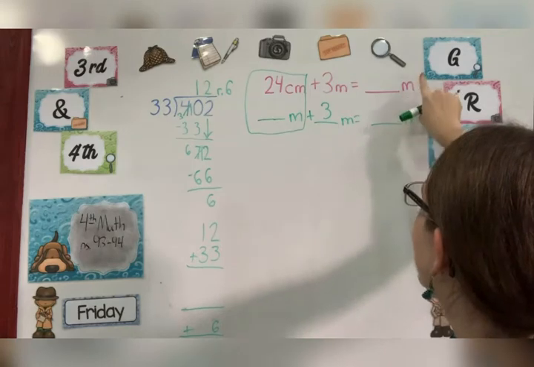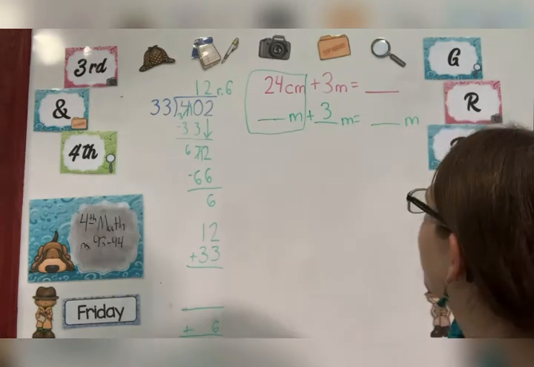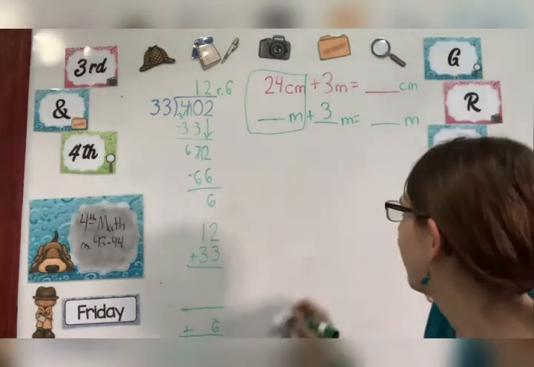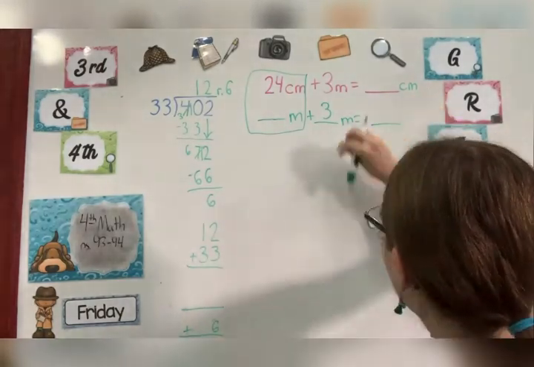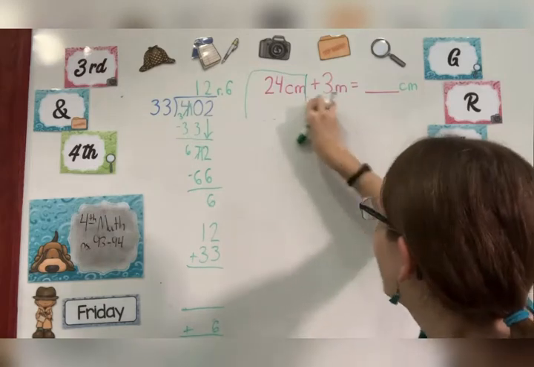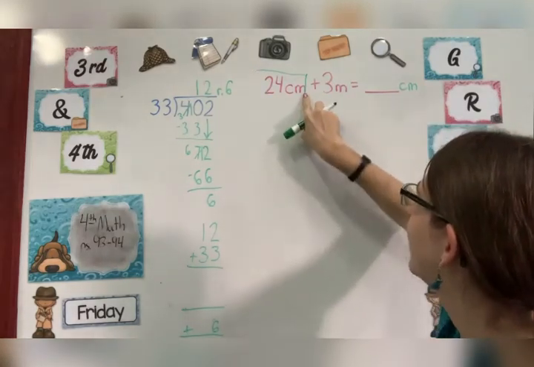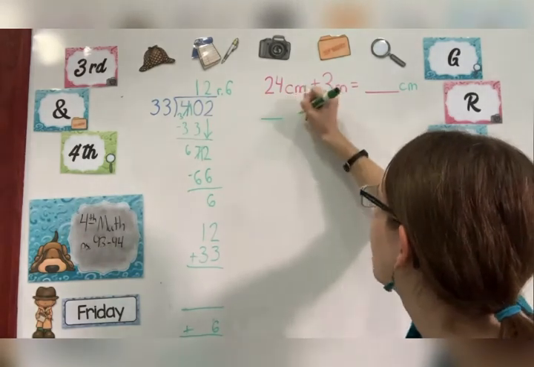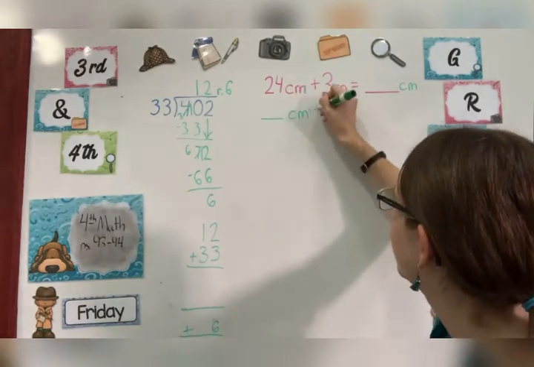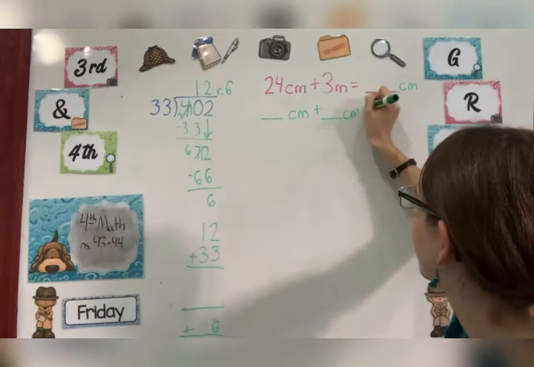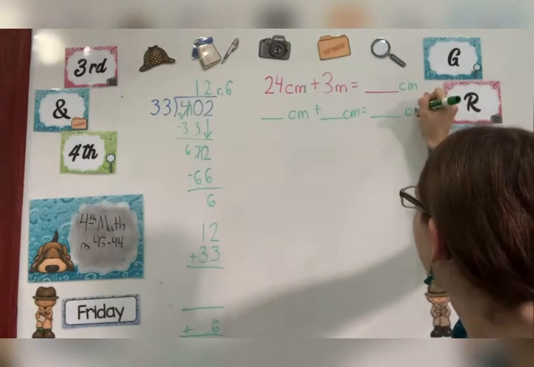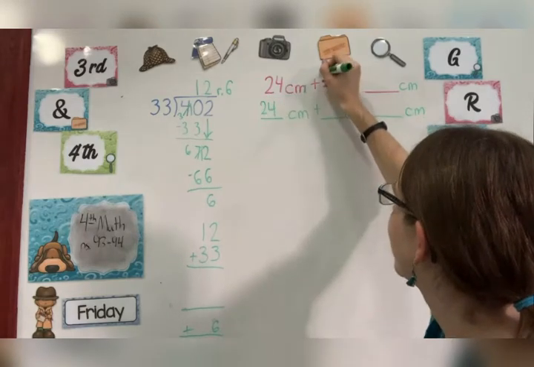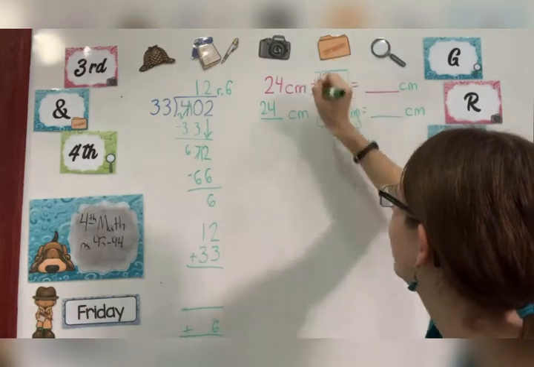This should not be meters up here. This is supposed to be centimeters. That makes a big difference, doesn't it? So we're not looking for meters. This time we're looking for centimeters. So let's change that. So this time, the first one does match. It's our second number we need to change.